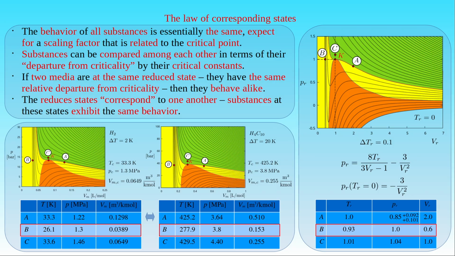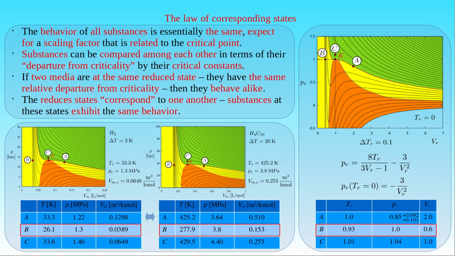That is, they are confined in the molar volumes of 0.0389 cubic meter per kilomole and 0.153 cubic meter per kilomole, and the pressure of hydrogen is equal to 1.3 megapascal and the pressure of butane is given by 3.8 megapascal. The reduced temperature of the systems is specified to be 0.93 in the state B, from which we can compute the temperatures of the two substances in this state.